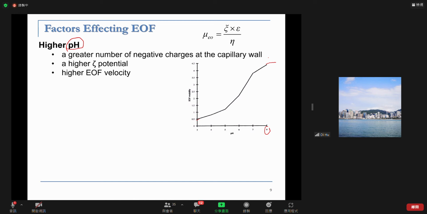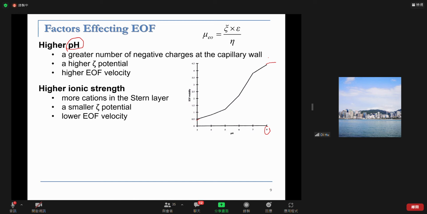Okay, so how about ionic strength? Okay, let's just talk about it. If we have higher ionic strength, that means you have more cations available to neutralize so the negative charge on the wall, right? Okay, you have more cations so in the fixed layer, and then so that lead to a smaller zeta potential, and then that will be the lower EOF.